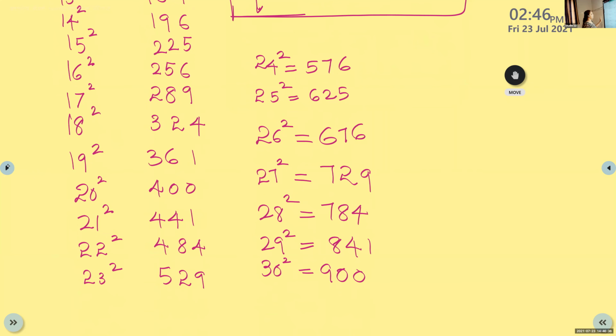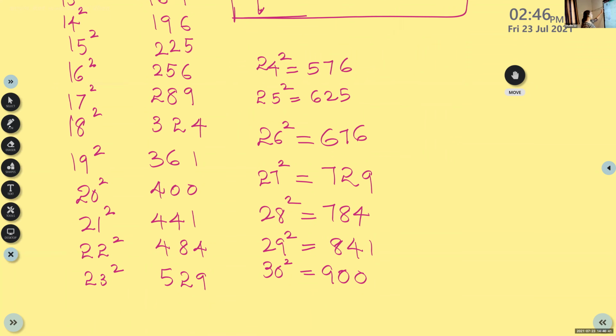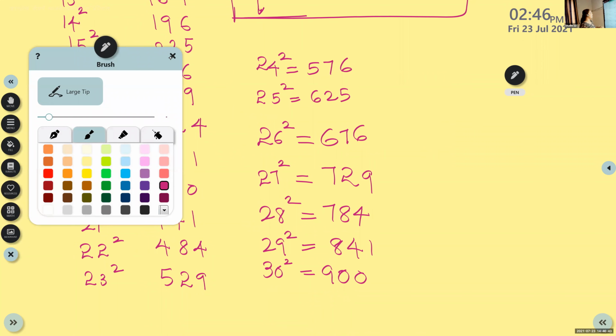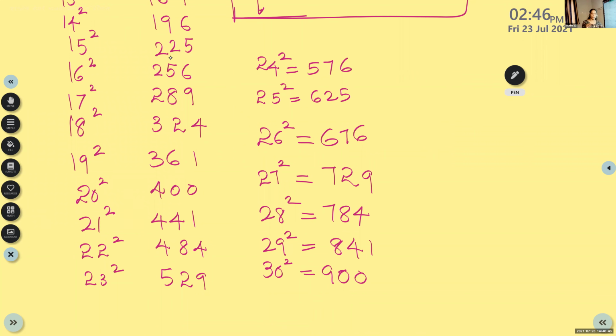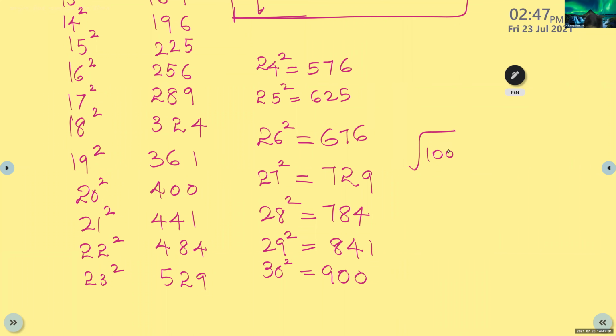Enough? Yes, ma'am. Now look here, children. It is not always possible to write square root of 36, square root of 81, square root of 100 like that. Here we are using one symbol like this. Square root of 100. How will you read this? Square root of 100. Square root of 100 is equal to what? 10. The answer is 10. Whichever number you multiply by itself to get 100, that number you have to write. Clear?